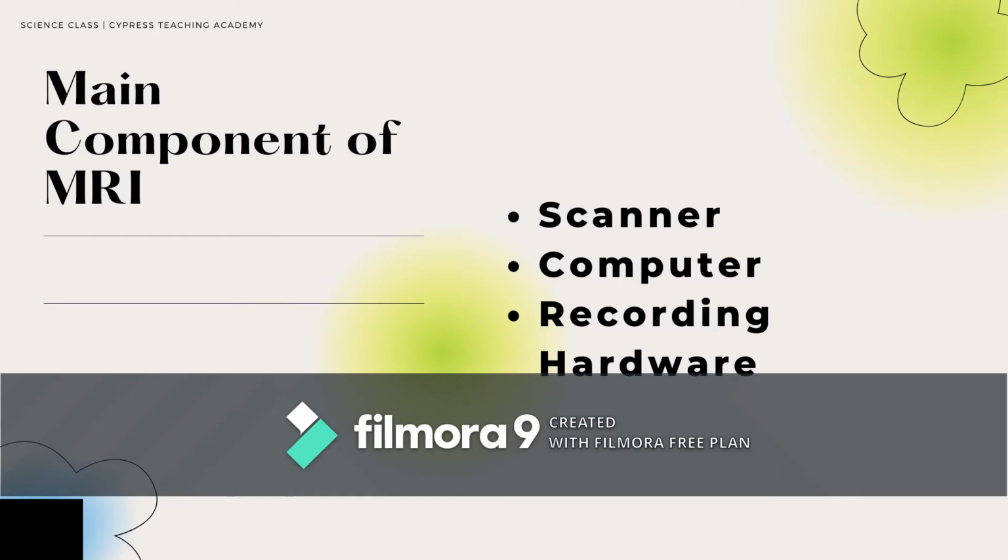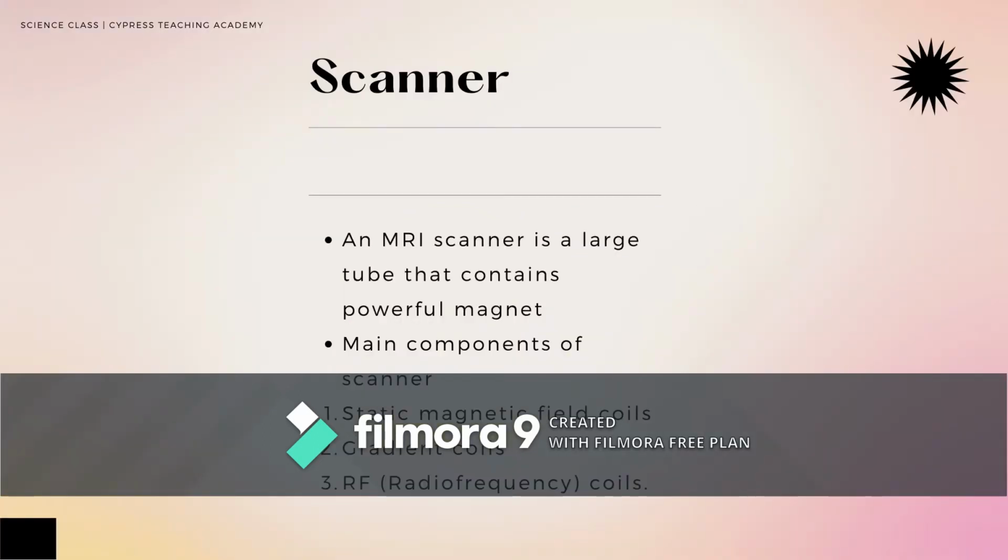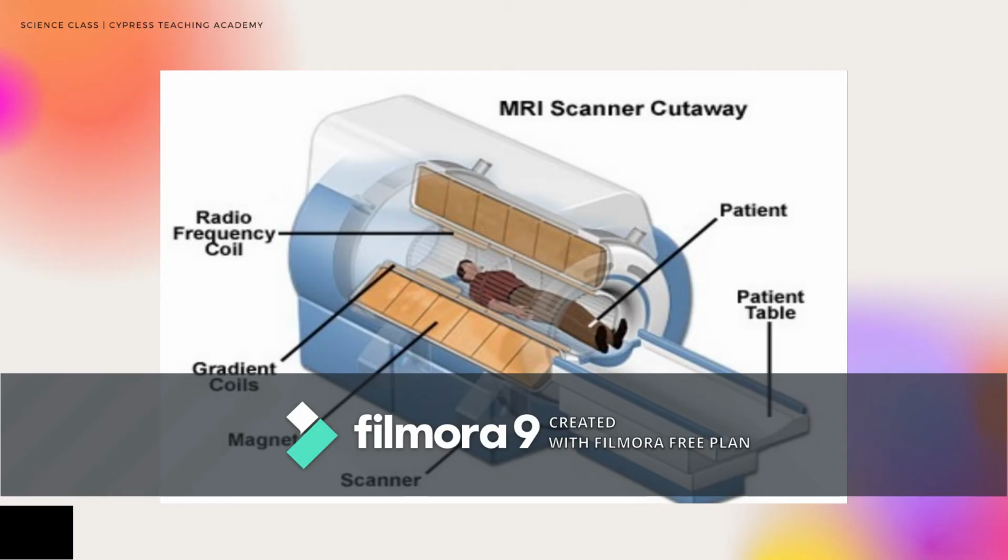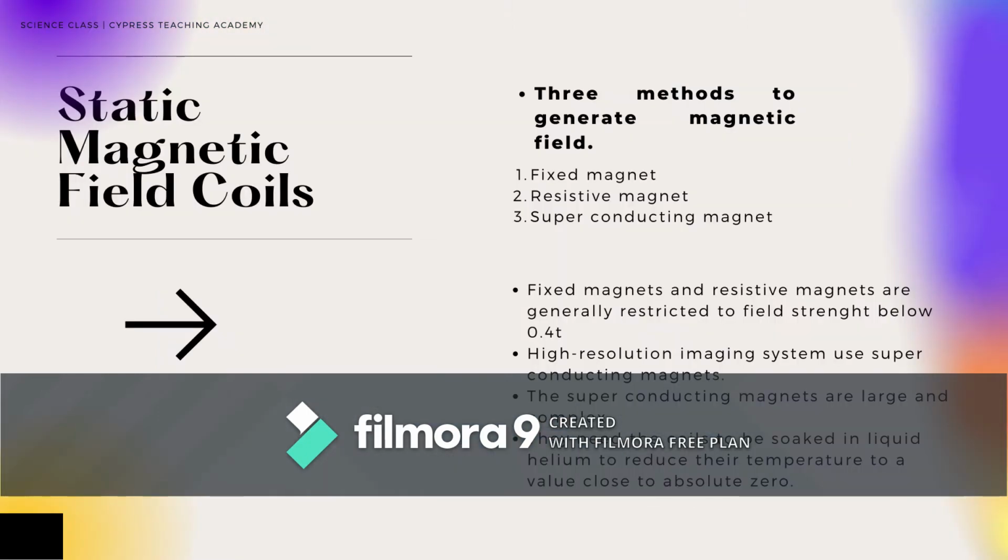Main components of MRI: first, the scanner, next the computer, and then the recording hardware. Scanner. An MRI scanner is a large tube that contains a powerful magnet. The main components of the scanner are static magnetic field coils, gradient coils, and radio frequency coils. The diagram shows what an MRI scanner looks like.